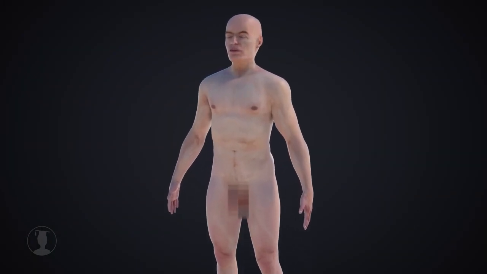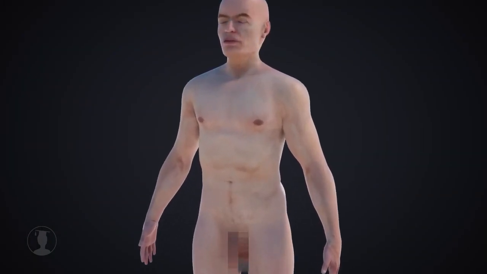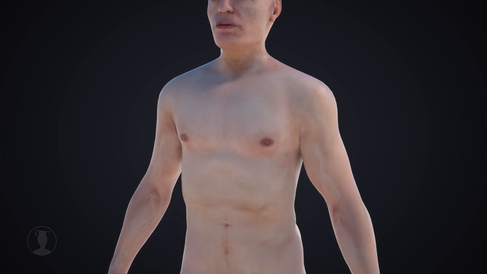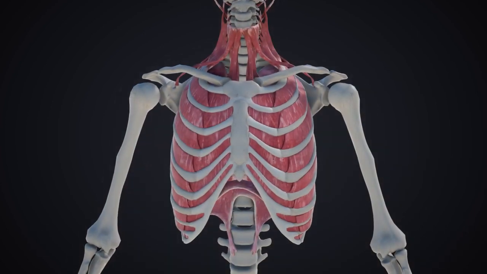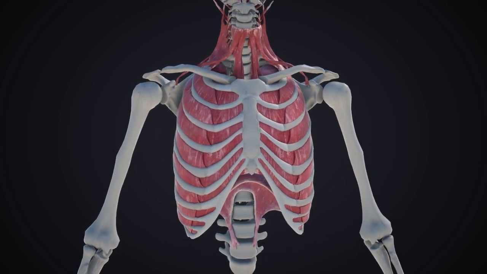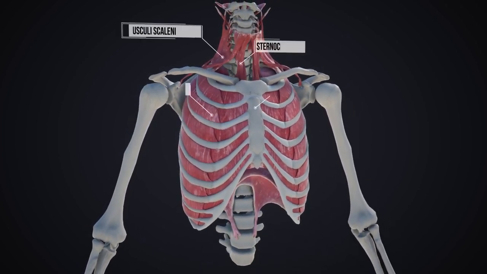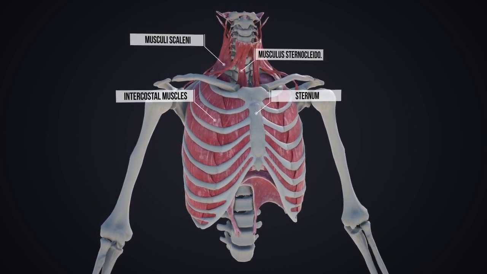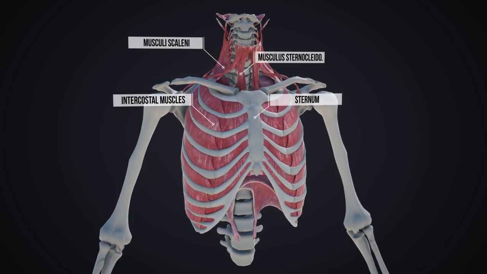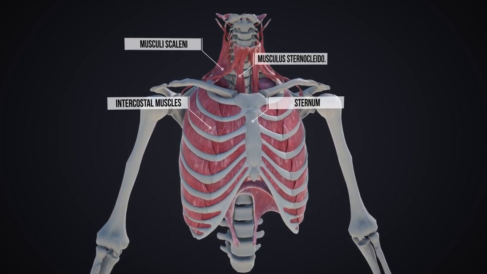Let's now look at how air and therefore oxygen is transported into our lungs. Our body has various muscles that inflate and deflate the lungs. The muscles of the neck are responsible for fixing and raising the sternum and upper ribs, and certain muscles between the ribs raise and lower all the other ribs.